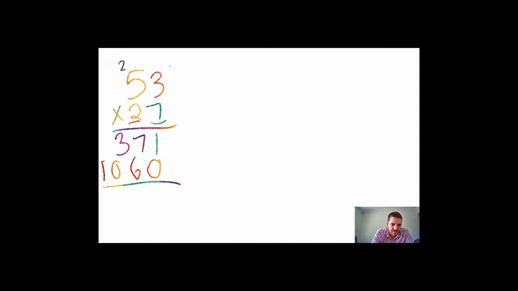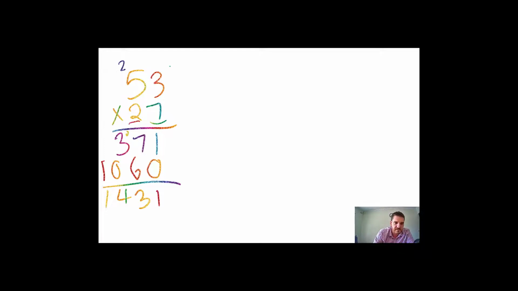And now I add those numbers up. So I have 7 lots of 53 in this first line here, and then 20 lots of 53 in this second row here. So adding them together, 1 plus 0 is 1. 7 plus 6 is 13, so put the 3 here. Add the 1 up here, 1 plus 3 is 4, and 0 plus 1 is 1. So 1,431 is my answer. So I'd call that the traditional method.